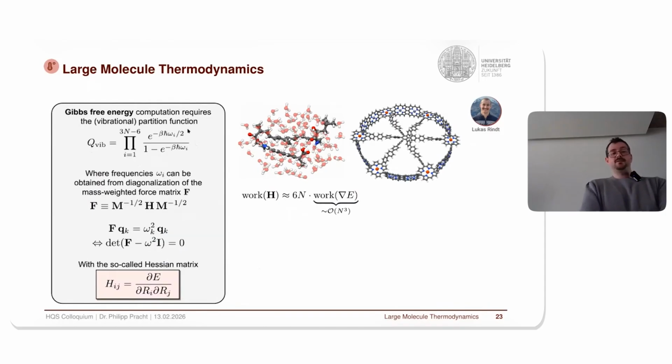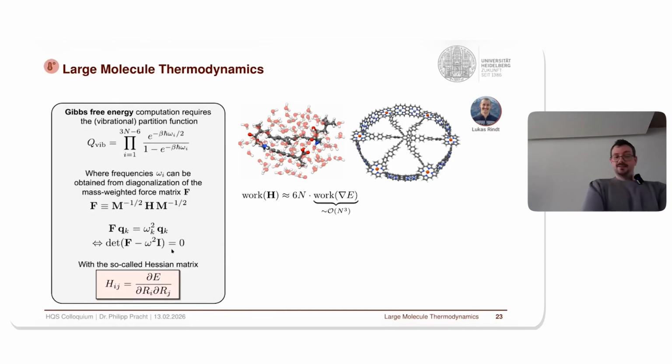So this is, again, the partition function. We need as an input the frequency, so the vibrations of the molecule. These you get from the mass-weighted force matrix, F, in which the molecular Hesse matrix is included, and the Hesse matrix is simply the second derivatives of the energy with regards to the molecular coordinates. So by diagonalizing the system, you are getting the frequencies as eigenvalues and can plug them into the partition function.